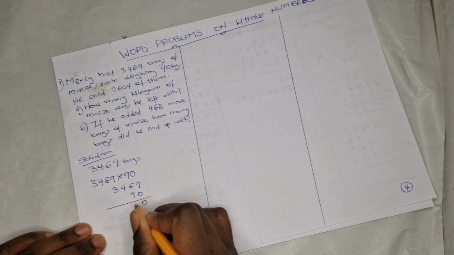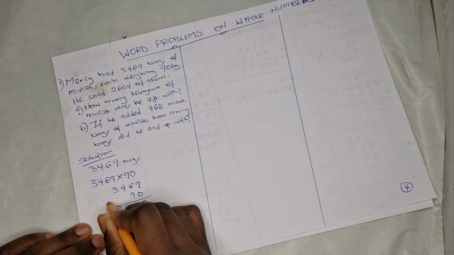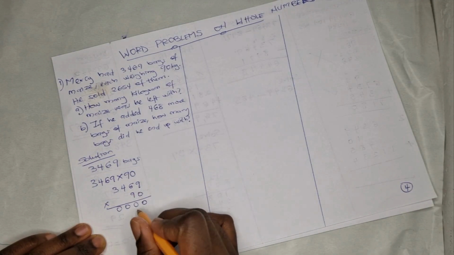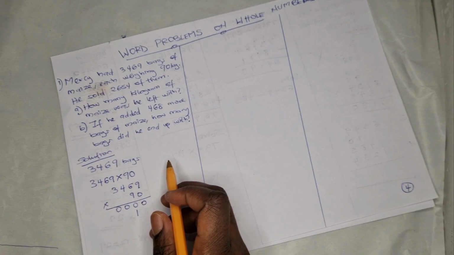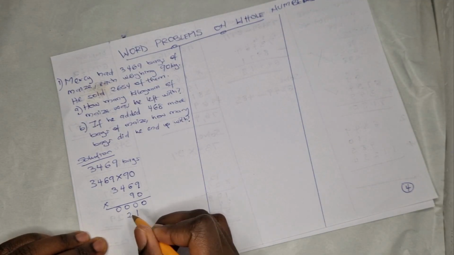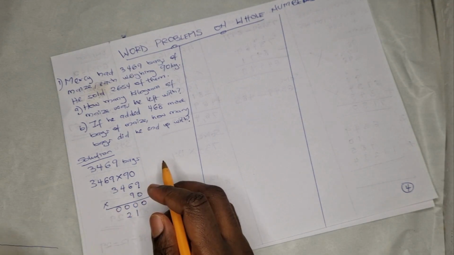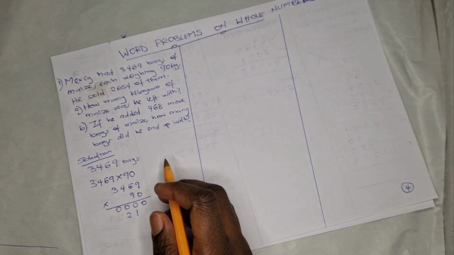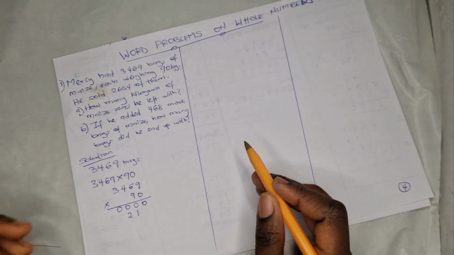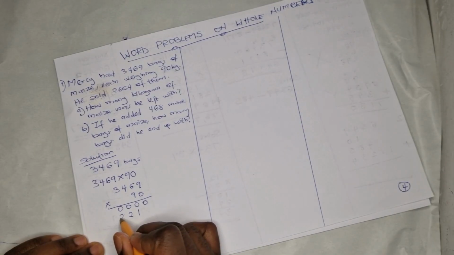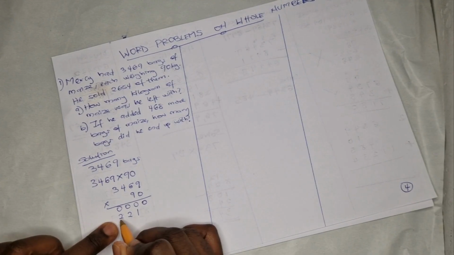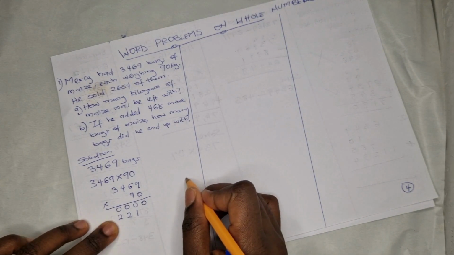So we have 0, 0, 0, 0. 9 times 9 is 81. 1, remainder 8. 9 times 6 is 54. 54 plus 8 will give us 62. 2, remainder 6. 9 times 4 is 36. And 36 plus 6 will give us 42. So 42, we have 4 left. Let's put our 4 down.